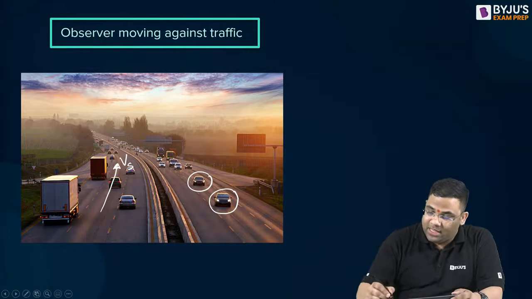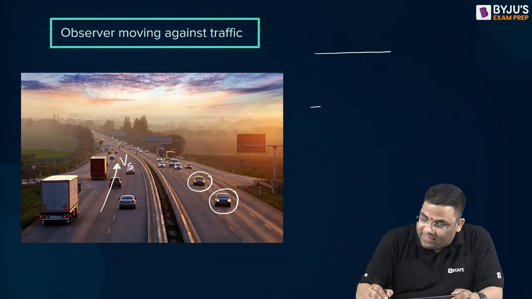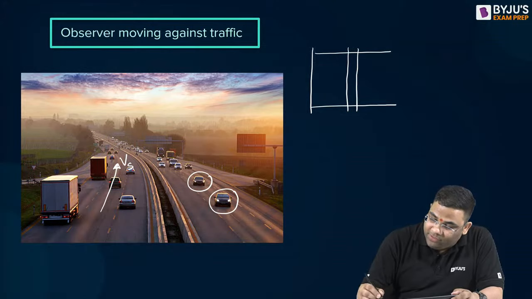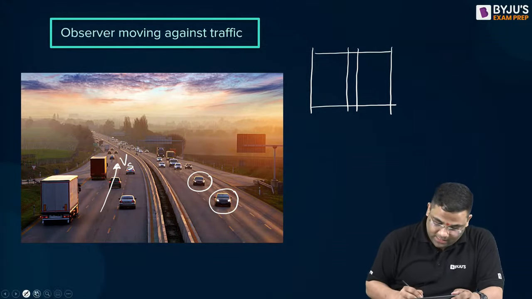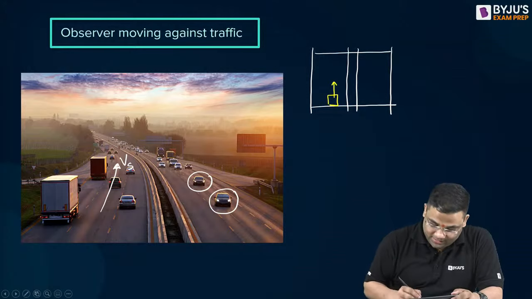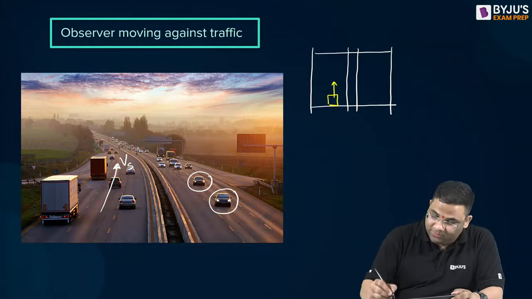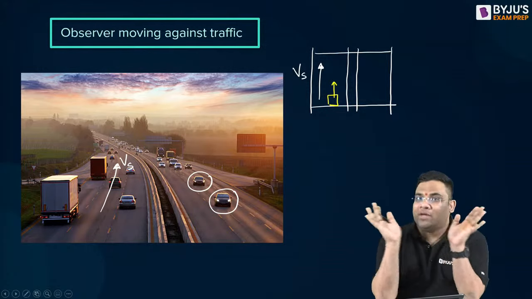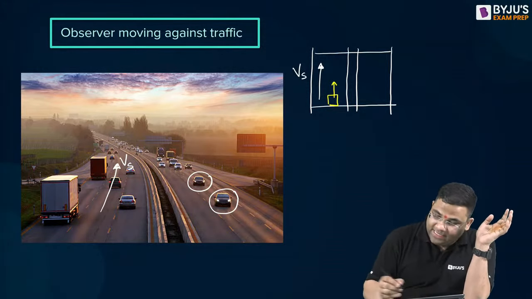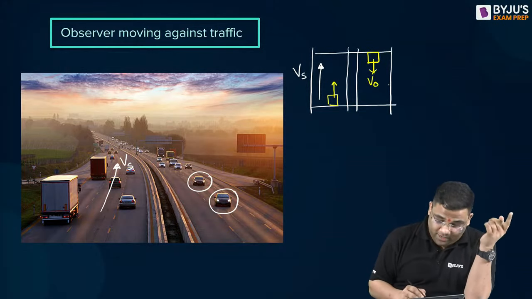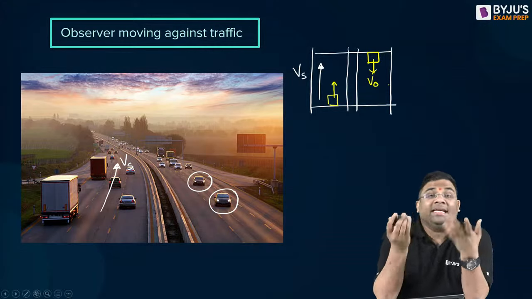Moving against the traffic. As I told, in this moving car experiment or floating car experiment, what do we do first? We first move with the traffic, right? This was Vs. First we'll move with the traffic and find out Qw. Then we will take the test vehicle in the opposite direction, against the traffic.